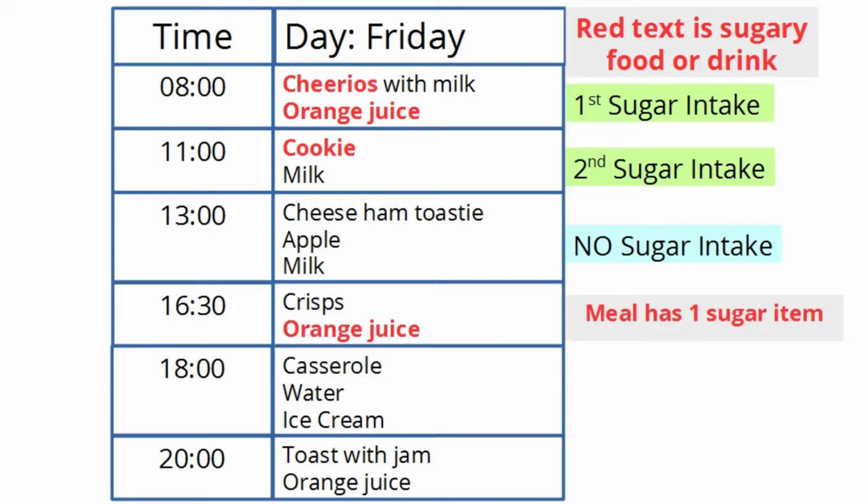The 4:30 p.m. meal of crisps and orange juice has how many sugar items? The 1 sugar item is the orange juice. This is the third sugar intake.